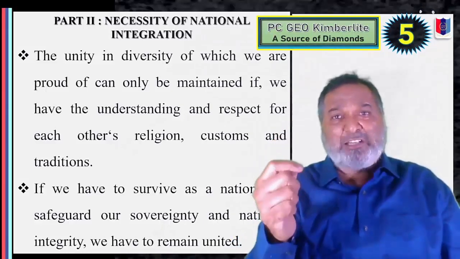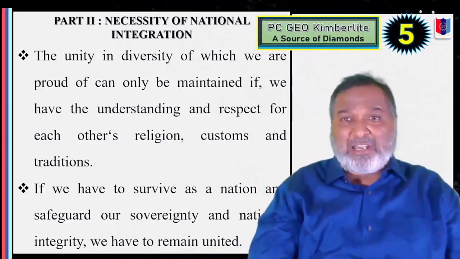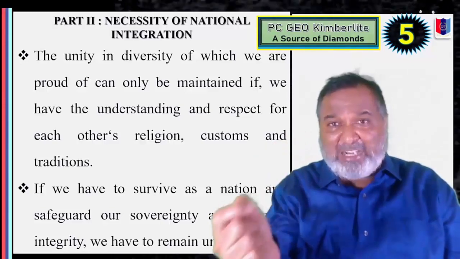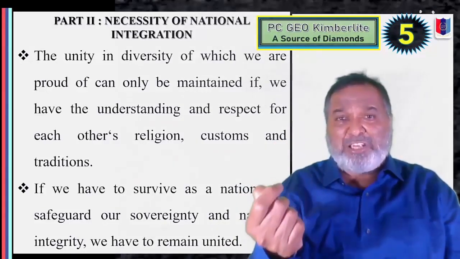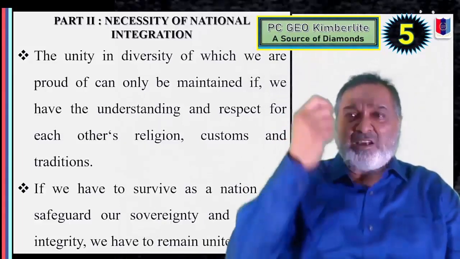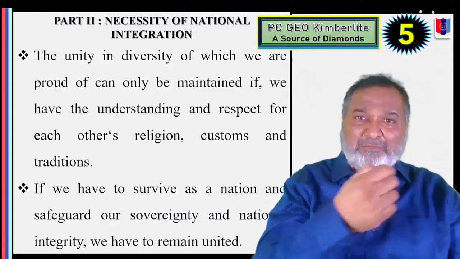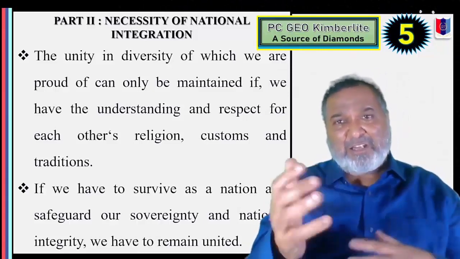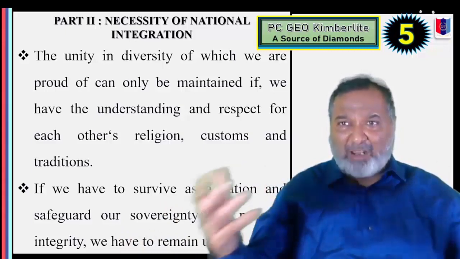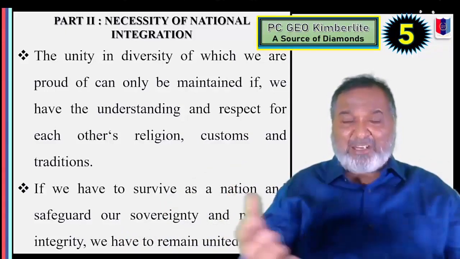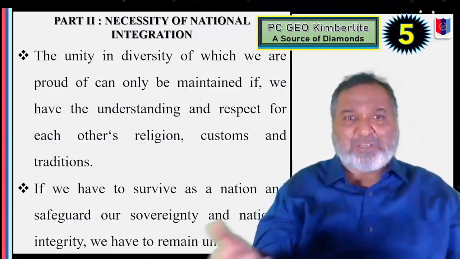The unity in diversity of which we are proud can only be maintained if we have understanding and respect for each other. Yes, we can respect each other with respect to religion, customs, and traditions. That's why we have various festivals. We share our food, we share our desires, our happiness. Yes, we are going to have a good tradition.